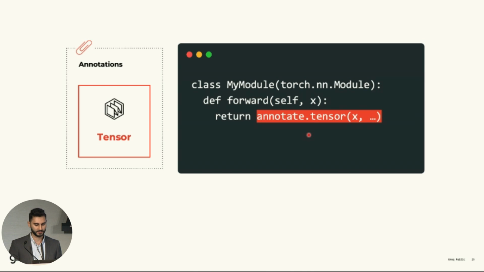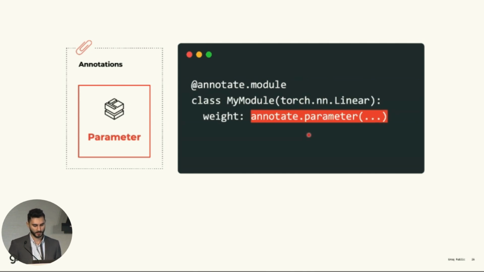Next, we have tensor annotations. Similar to operator annotations, this wraps the incoming tensor and returns an annotated tensor itself. And then finally, we have parameter annotations. This annotation is slightly different than the other types. It's actually done through a Python type hint.